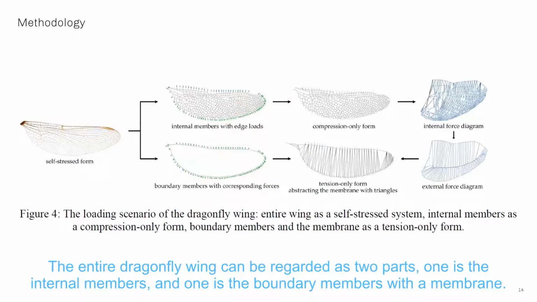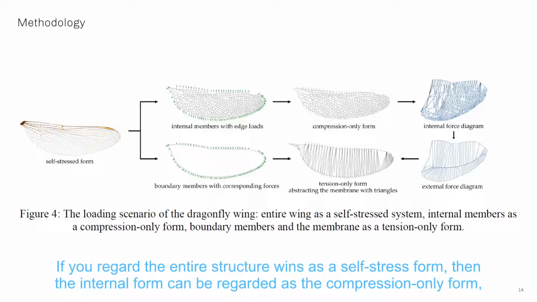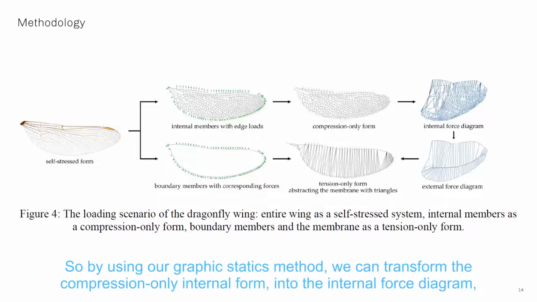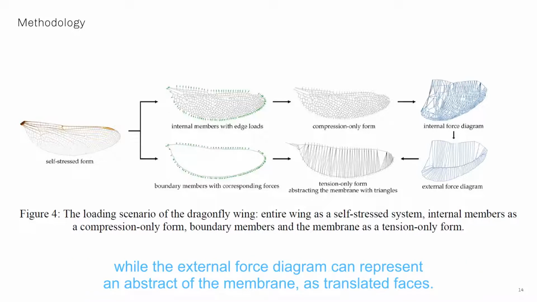The entire dragonfly wing can be regarded as two parts. One is the internal members, and one is the boundary members with the membrane. If we regard the entire structural wing as a self-stressed form, then the internal form can be regarded as a compression-only form, while the boundary members as well as the membrane can be regarded as the tension-only form. So by using our graphic statics method, we can transform the compression-only internal form into the internal force diagram, while the external force diagram can represent an abstraction of the membrane as triangulated faces.